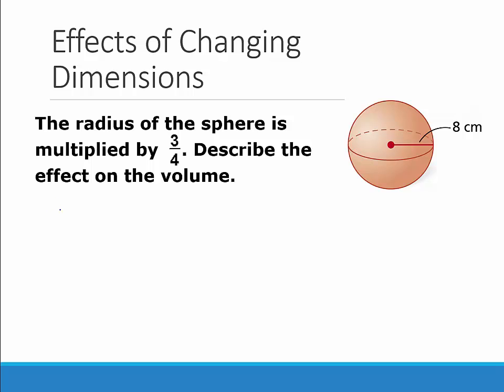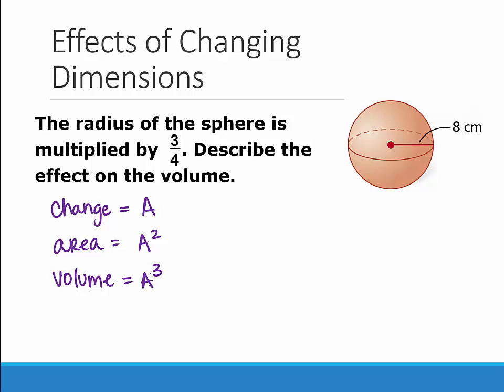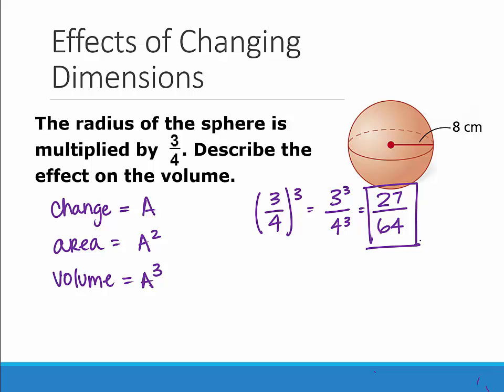But remember, if you change all the dimensions involved, let's say our change equals A. If you're talking about the area, it's changed by whatever that change is squared. And if you're talking about the volume, it's changed by whatever that change is cubed. So all we have to do is cube 3/4, and that's 3 cubed over 4 cubed. 3 cubed is 27, and 4 cubed is 64. So 27/64 is what your volume would be multiplied by.